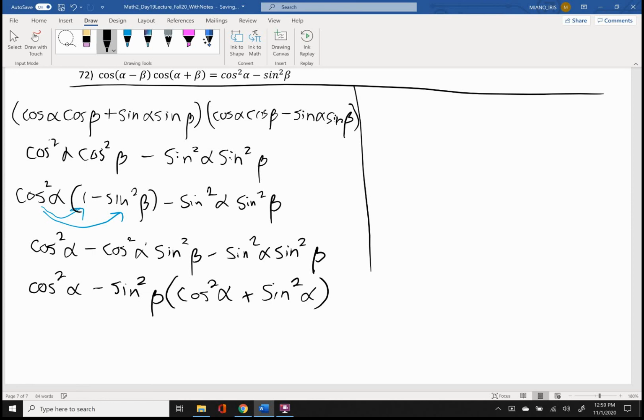Isn't that tasty right here? Because what is the value of cosine squared alpha plus sine squared alpha? Well, your Pythagorean identity says that its value is 1. So that just becomes a factor of 1. And then we are left with just cosine squared alpha minus sine squared beta as desired.